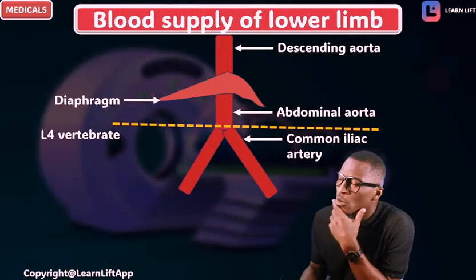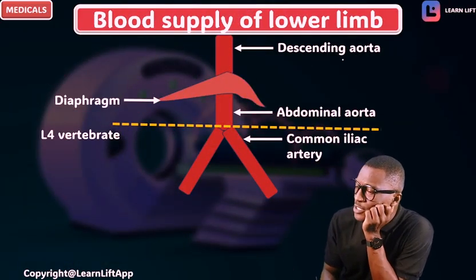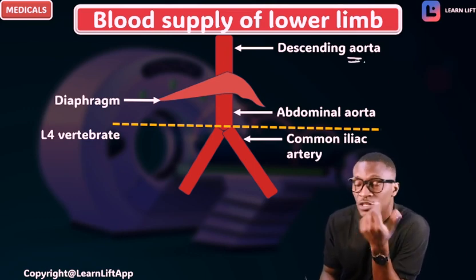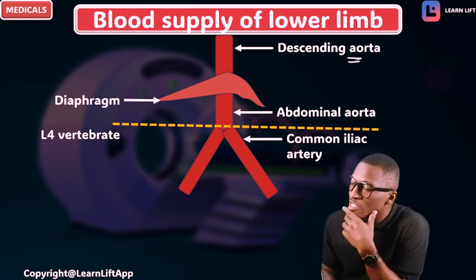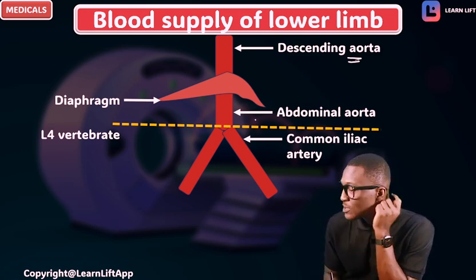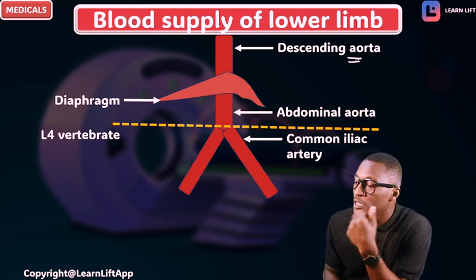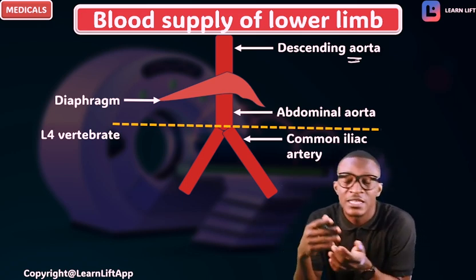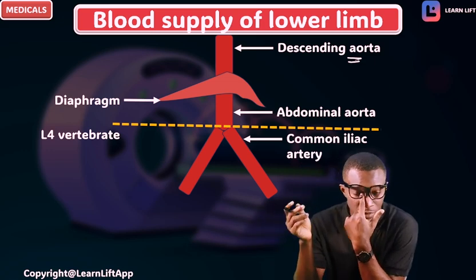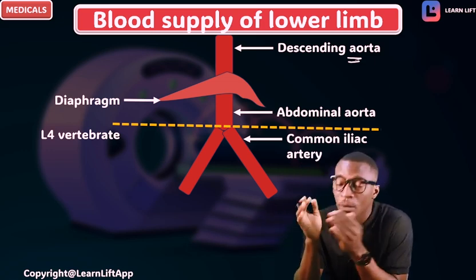Now, from here, we already established this is the descending aorta. We know how we got to this descending aorta, right? We said that immediately it passes through the diaphragm, which is a dome shape, it becomes the abdominal aorta. And we now say that at the level of the 4th lumbar vertebra, it is going to become the common iliac artery, which is the right common iliac artery and the left common iliac artery. But something is going to happen here.